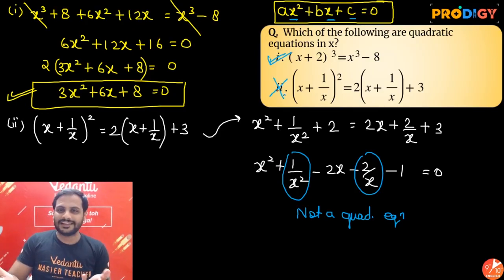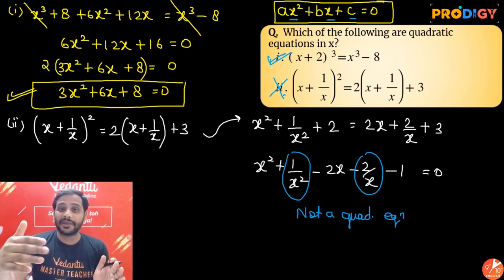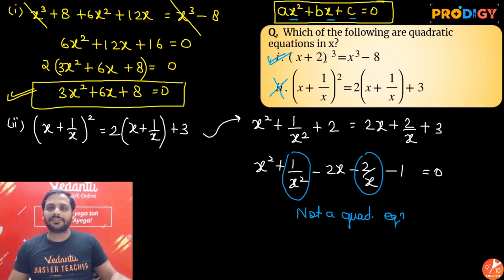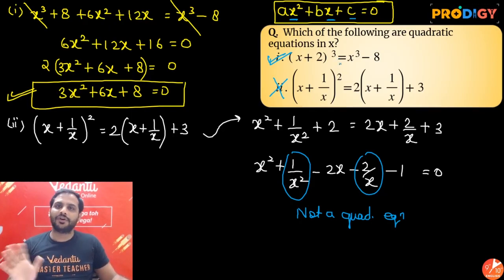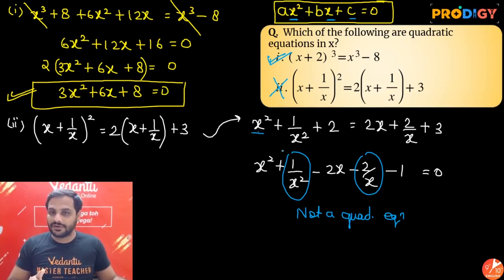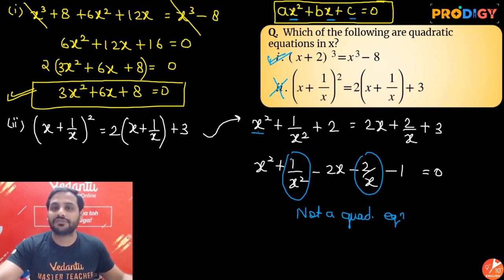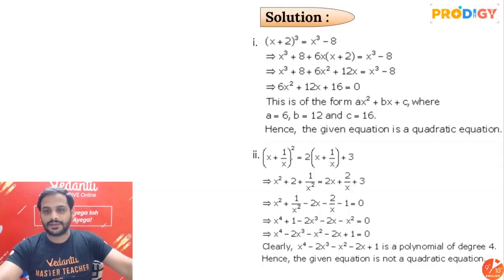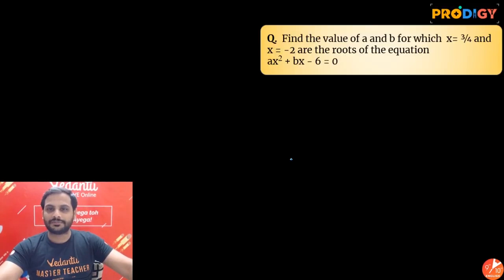Very easy question, right? So this is how we can say whether a given equation is quadratic. Just by looking at it, suppose here I see the power is 3, so it is not a quadratic equation. And here I saw the x square term is given, but other than x square, extra terms are also there. That is why it is not a quadratic equation. Okay, this is how this question will be solved.